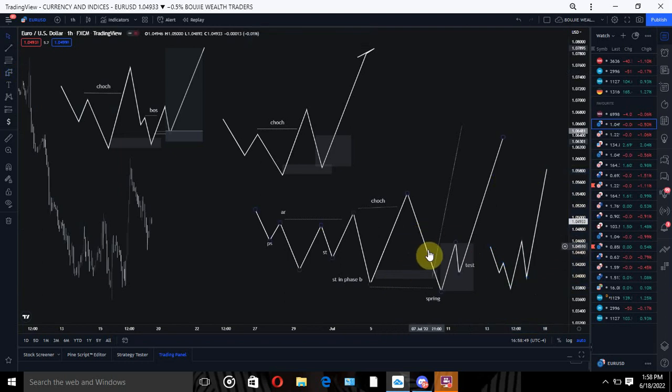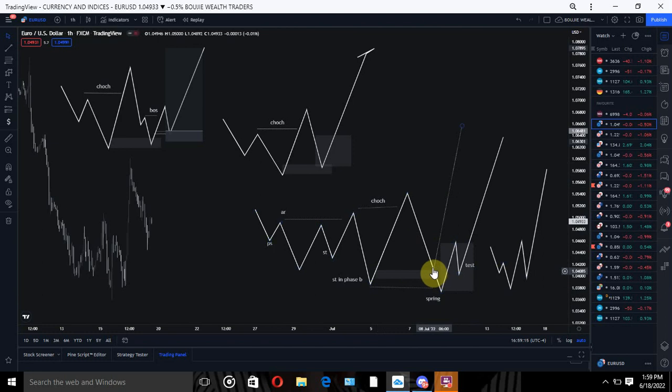Obviously the market can just move in a straight form. So after we just dropped from this highest high to our spring, we will create lower low, higher low, lower low, higher low, inside an internal structure, which is our lower time frame, sorry.